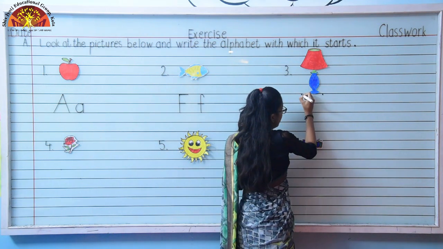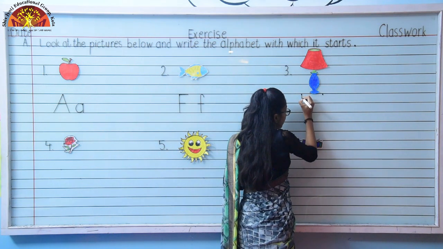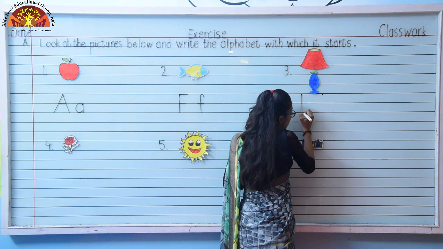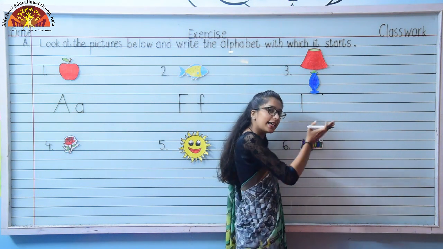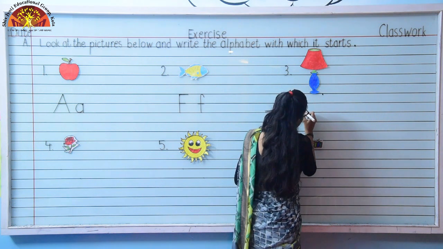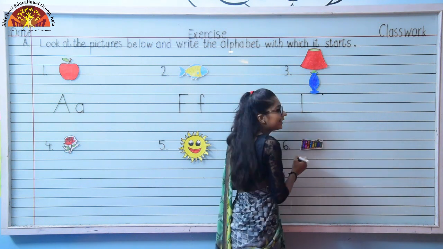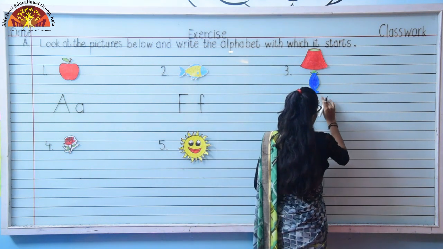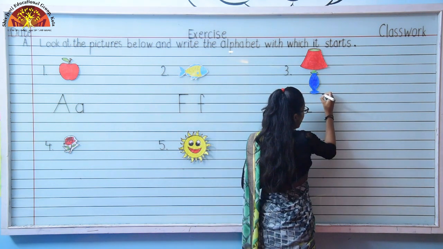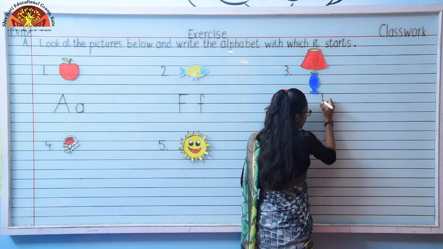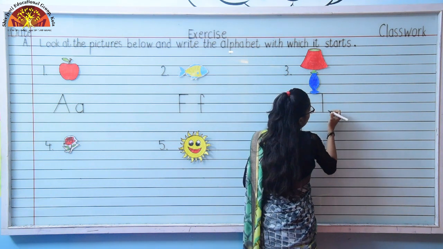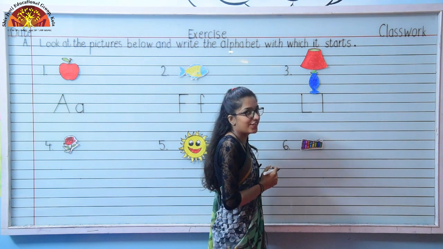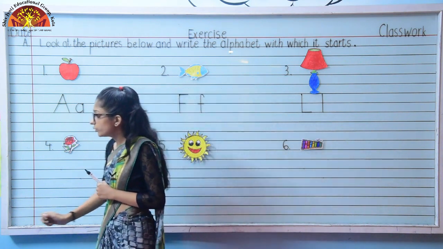So look over here. Draw standing line. Okay, then sleeping line. Like this. Now let's write small letter L. So for that we have to draw standing line. Like this. Okay kids, now come to fourth one.